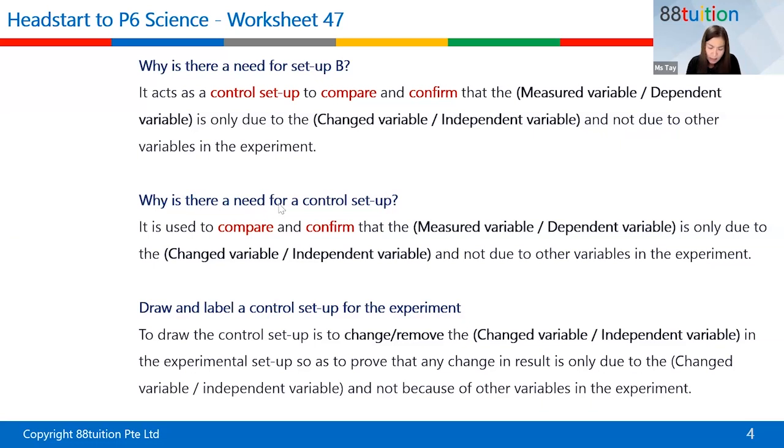Same thing, if they just ask you directly, why is there a need for control setup? You see that it's very similar kind of answer, similar to the one at the top. Other than this part is not there, act as a control setup, the rest are actually the same. So draw and label a control setup for the experiment. In order to draw, you must change or remove the change variable in the setup. This is to prove that any change in the result is only due to the change variable and nothing else. No other variables in the experiment.